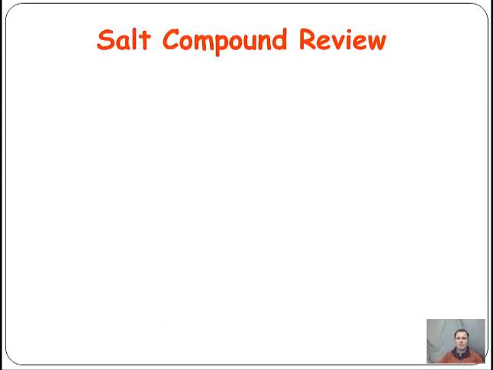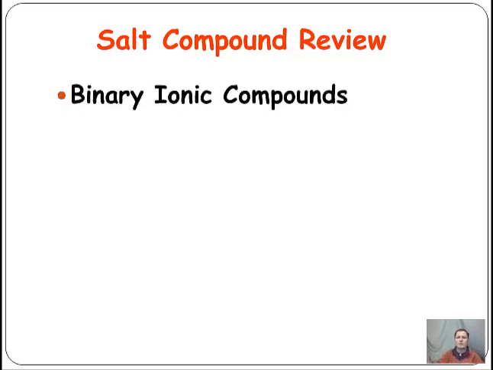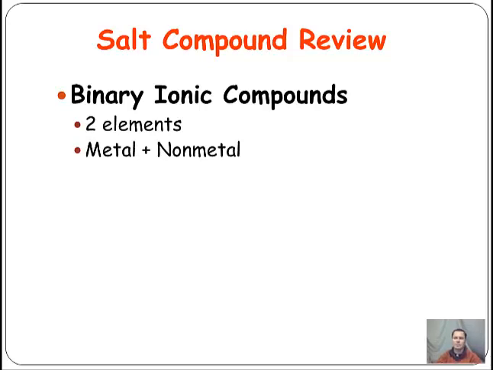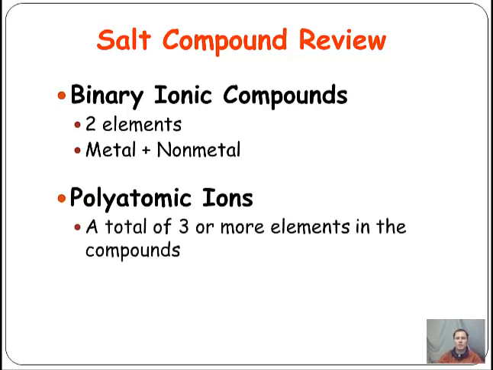Okay, last thing I want to do is a review on salts. Remember, salts are simply ionic compounds. It's a generic name for any ionic. We started talking about the binary ionic compounds, and this is made up of two elements stuck together. You're going to have a metal plus a non-metal. So if one comes from the left, one comes from the right side of the periodic table, you're going to know it's a binary. Polyatomics are made up of 3 or more elements. So for our class, anytime you see 3 or more elements in a compound, you're going to know it's a polyatomic ion and go to your polyatomic sheet.